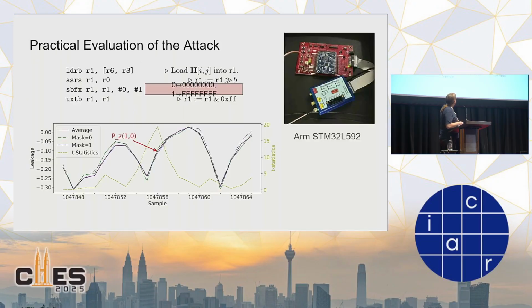Here on this hardware, we took an ARM STM32L592, and then we ran the Gaussian elimination for Mayo on this device, and we used the ChipWhisperer to measure the power consumption. And here we even looked into the assembler code and found the place that is a potential leakage. It's a signed bit field extension that expands this mask value from a 0 to a 32-bit 0 and from a 1 to a 32-bit -1.